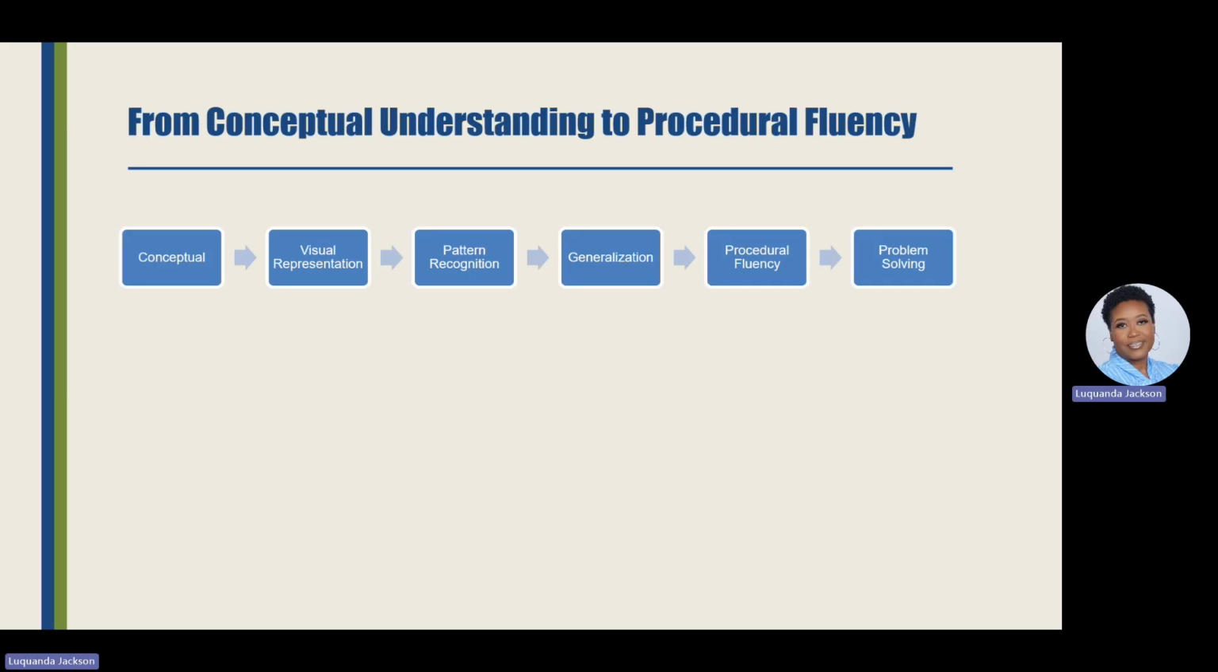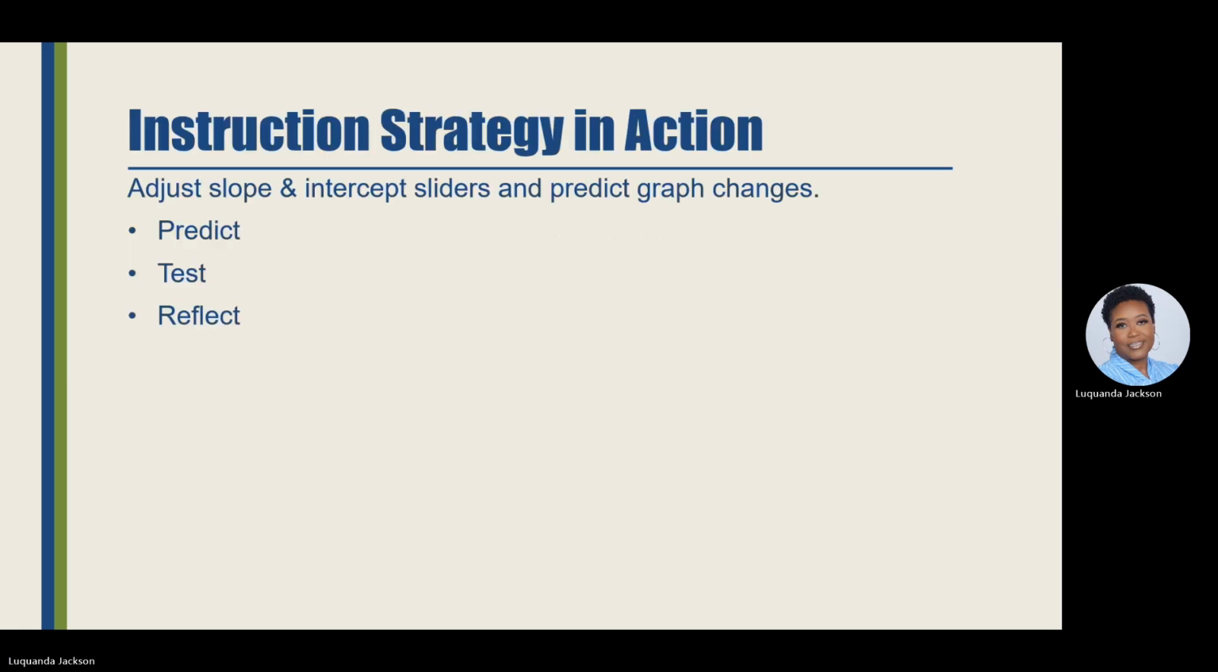This is just a little progression chart to see how we go from conceptual understanding to procedural fluency. We're going to start out with the concept, look at visual representation. Hopefully students may get that pattern recognition, get into generalizations and the procedural fluency, which helps them overall with problem solving. Now, let's look at this instructional strategy in action. What I'm going to do is go out to the Desmos website and see how we can actually implement Desmos.